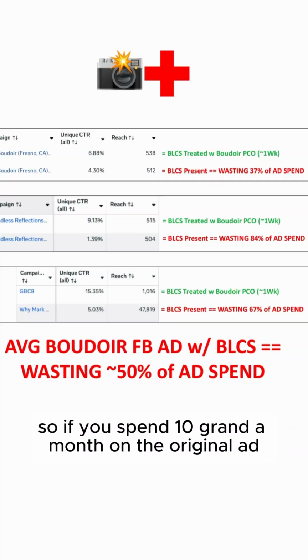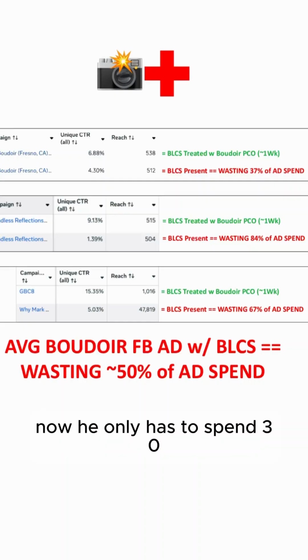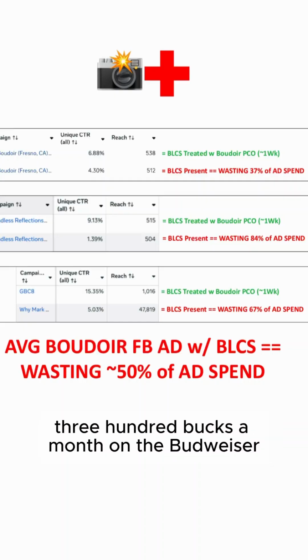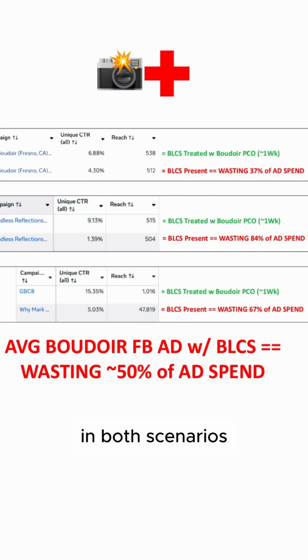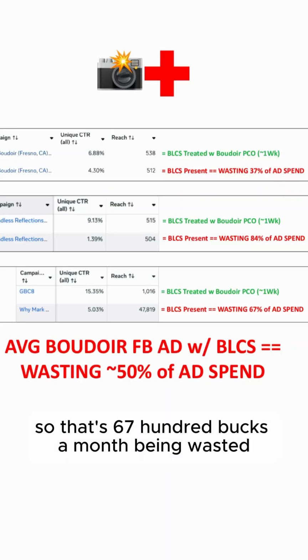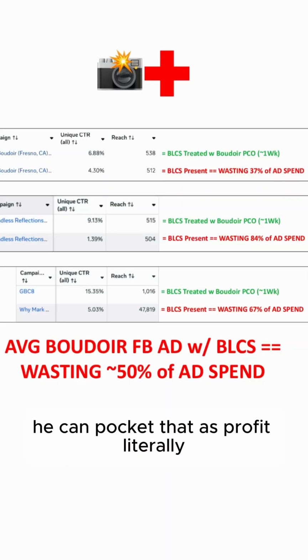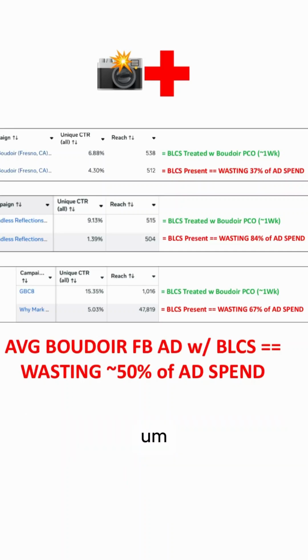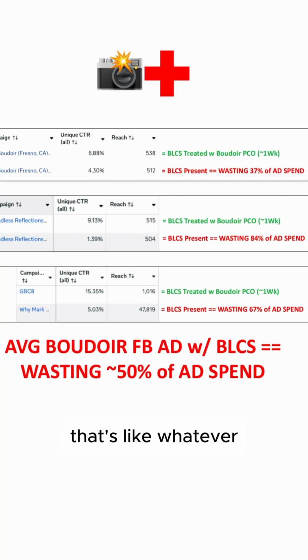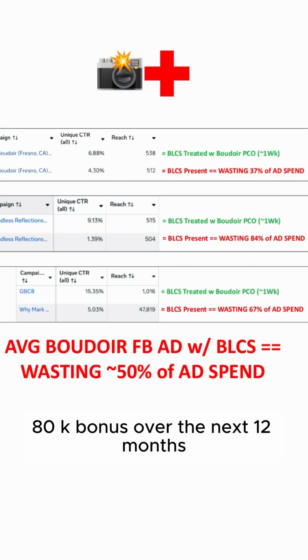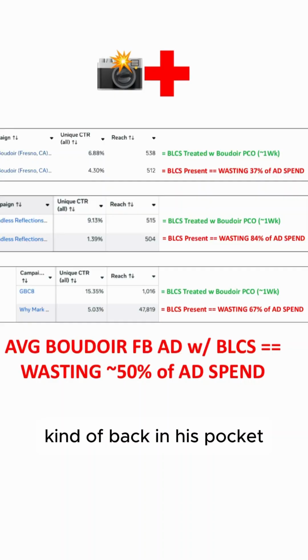So if he's spending 10 grand a month on the original ad, now he only has to spend 3,300 bucks a month on the Boudoir Pico treated ad, and he gets it into the same number of women's brains in both scenarios. So that 6,700 bucks a month being wasted, he can pocket that as profit, literally every single month. So it's like whatever 80K bonus over the next 12 months, kind of back in his pocket.